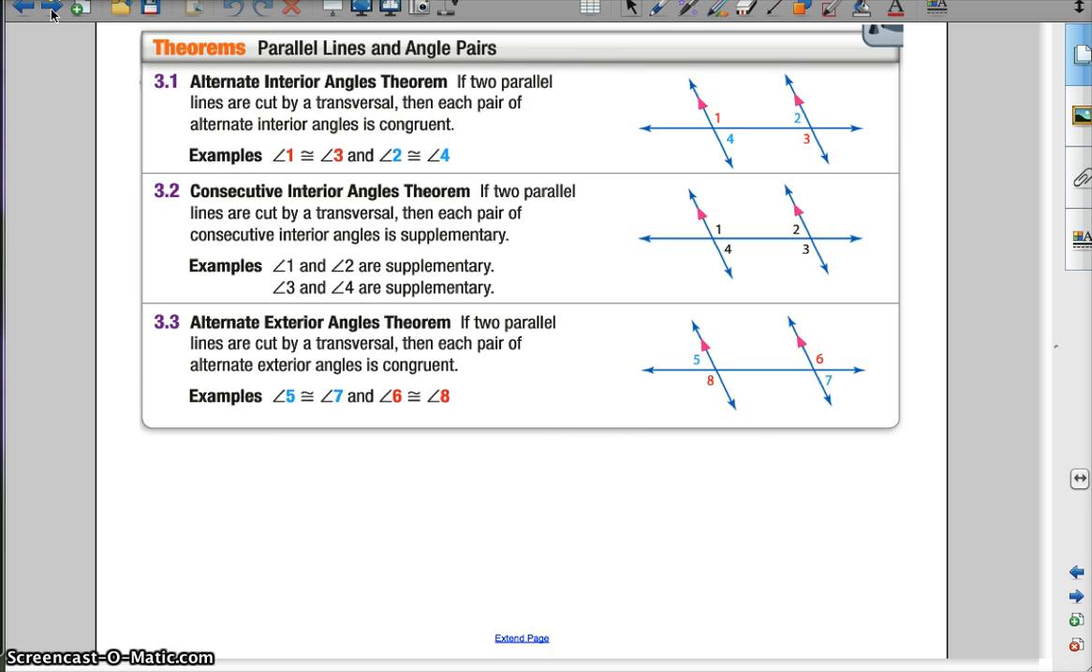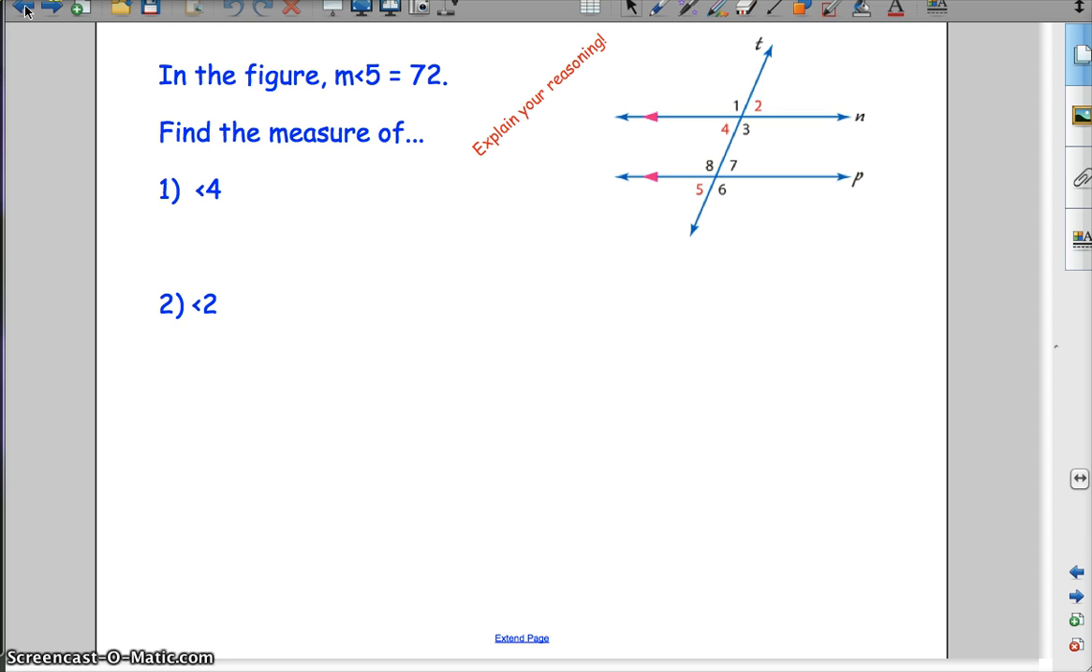Okay. The next example is in this figure. The measure of angle 5 is equal to 72, and here is angle 5 right here. That's going to be 72, and we're going to find the measure of angle 4. The big thing is we have to explain our reasoning. We're not going to write out a full proof, but I do want you to tell me what postulate or theorem that you're using that we learned today.